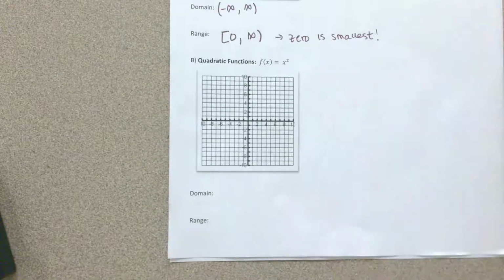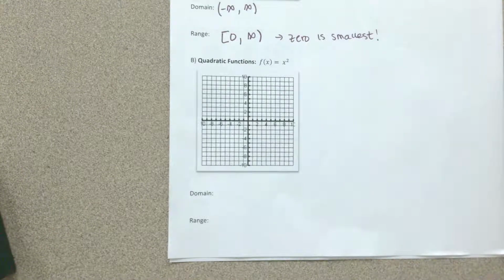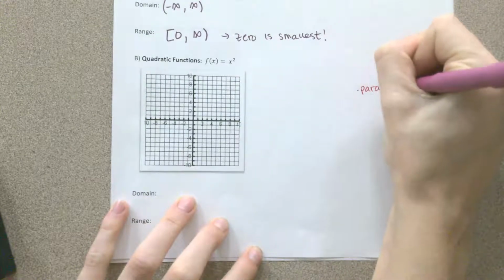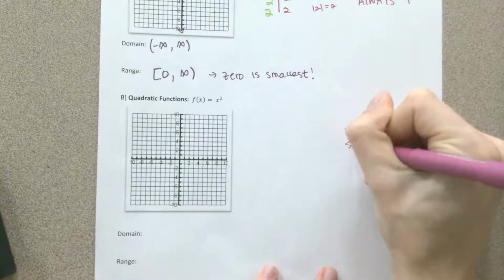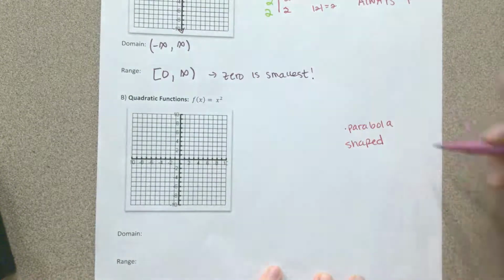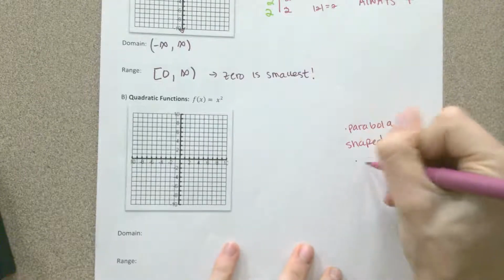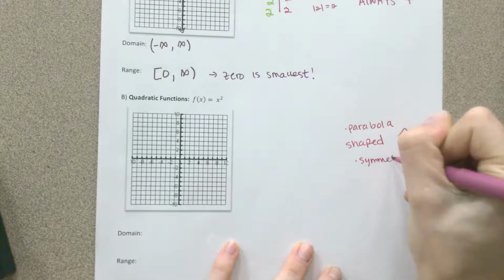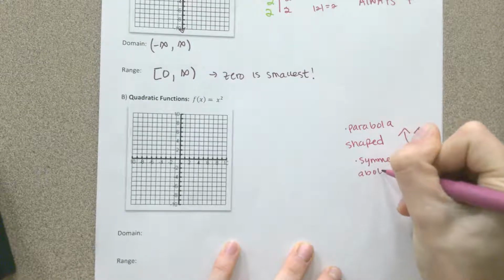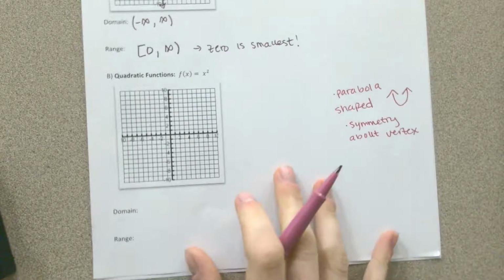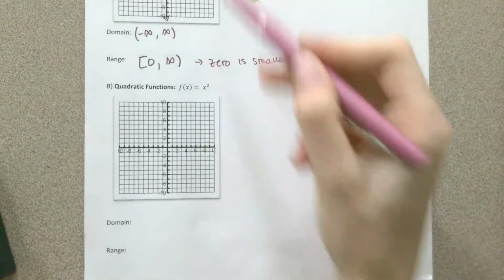Okay, going on to quadratic functions. So quadratics are parabola shaped. Okay, so they look like this. You can kind of think about it as like a smiley face. Okay, and there is symmetry about the vertex again. So these are pretty similar graphs, except this one's not going to be straight.